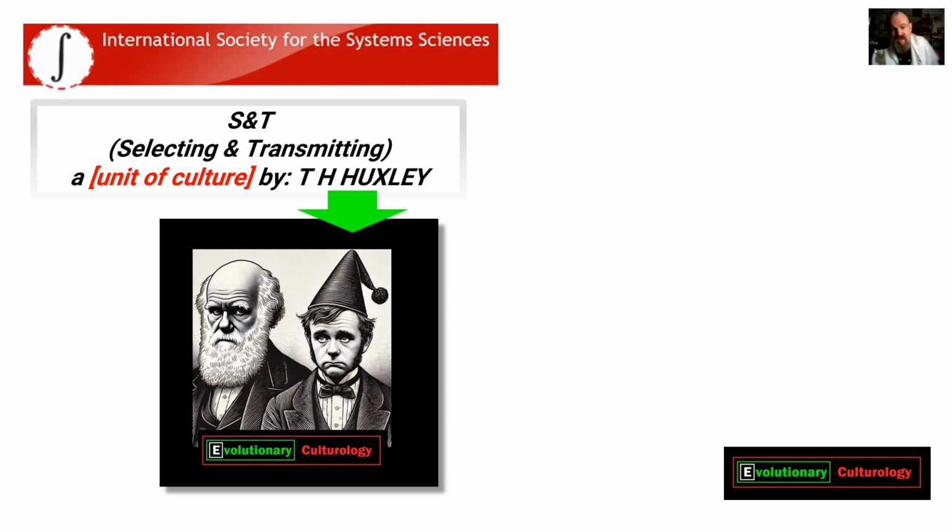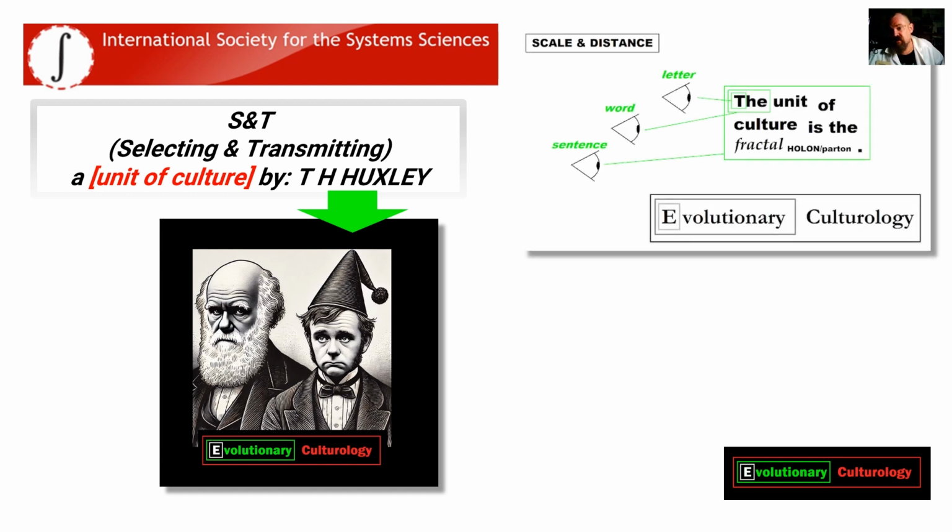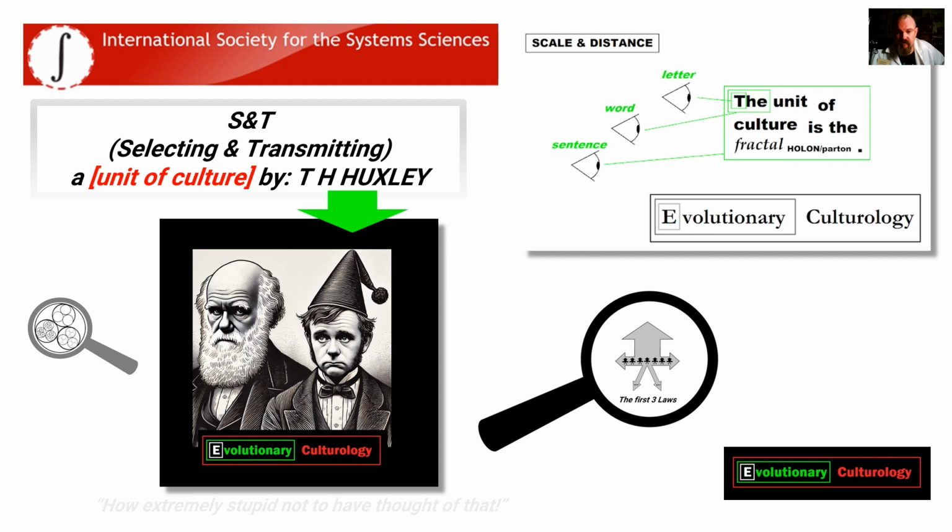Well, see, this is just a copy and paste now. This is selecting and transmitting, not selecting, varying and transmitting. This is a unit of culture by Thomas Henry Huxley, good mate of Chuck Darwin's, wearing a dunce cap there. He said, oh, yeah, see that diagram there? Anyway, once the penny dropped with Darwin's Origin of Species, Huxley wrote this great paper, Reception of the Origin of Species, and in that he said this: how extremely stupid not to have thought of that, which is the mechanisms of natural selection that Charlie Darwin had laid out there.